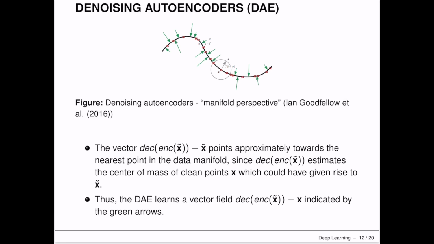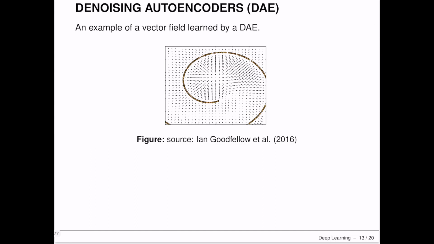And since this is always placed on the data points, we learn to map back to the data manifold. These green arrows can also be interpreted as a vector field, and if we calculate the place where we move for an arbitrary point in the space, we get such a vector field of a denoising autoencoder.